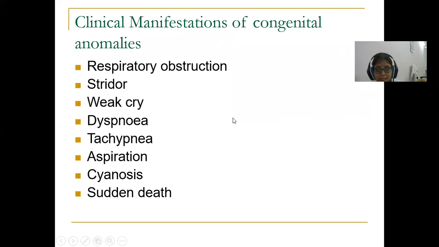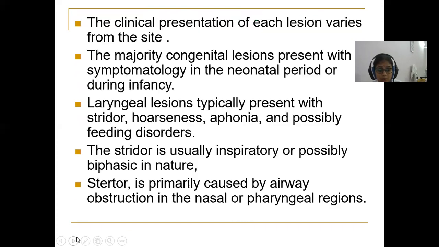So what are the clinical manifestations of congenital anomalies of larynx? The mother will bring the child with respiratory obstruction or a stridor, a weak cry, dyspnea. Dyspnea is difficulty in breathing. Tachypnea, as you all know, is increased respiratory rate. The child may have aspiration symptoms, cyanosis, or even sudden death.